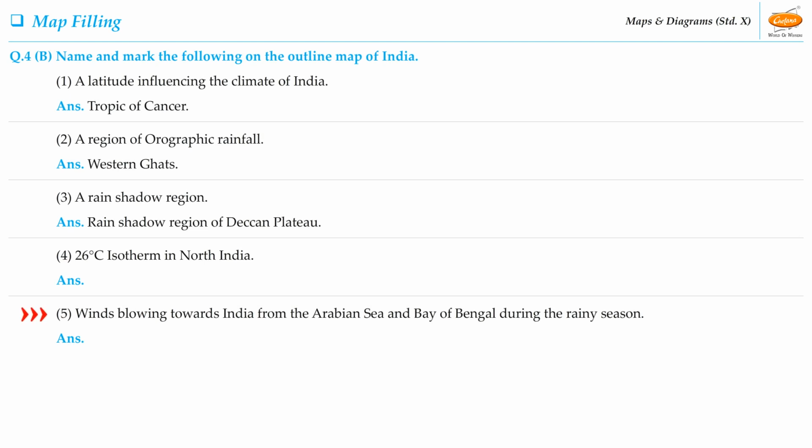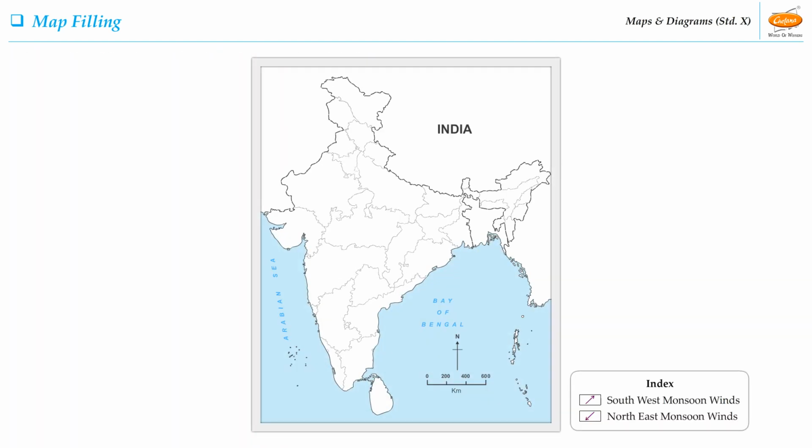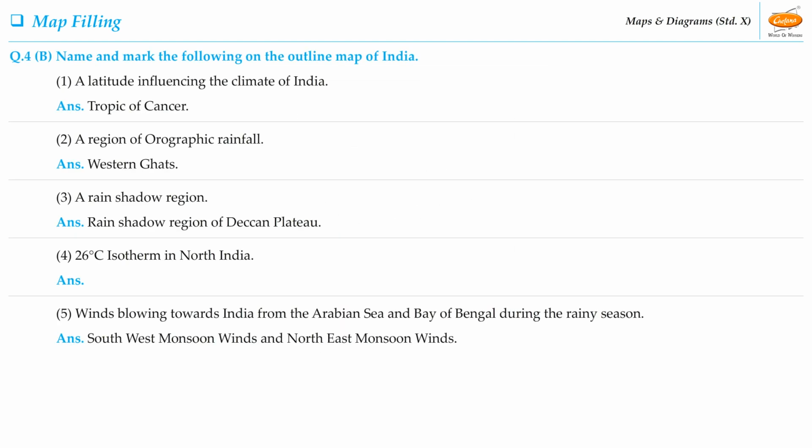Let's now study the last question of this activity. Name the winds blowing towards India from the Arabian Sea and Bay of Bengal during the rainy season. Students, the winds blowing towards India from the Arabian Sea and Bay of Bengal during the rainy season are the southwest monsoon winds and northeast monsoon winds. So students, with all these questions, we have completed our map filling activity.